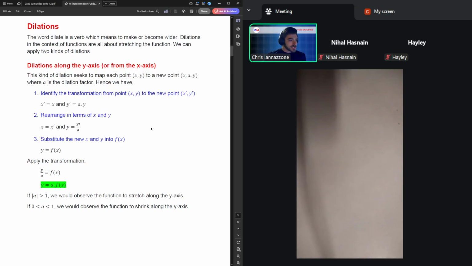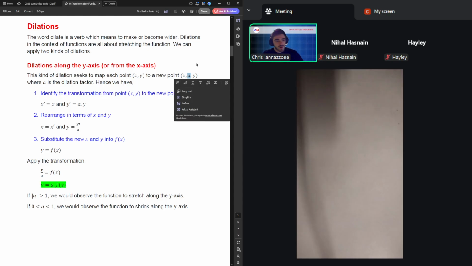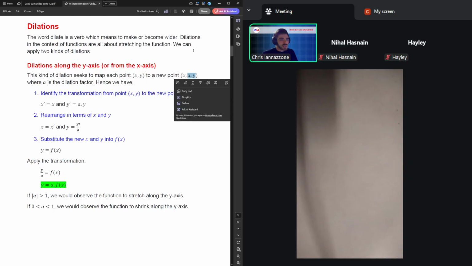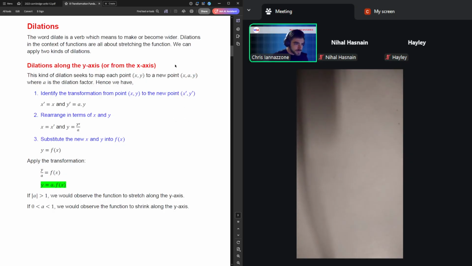The way dilations appear in this sort of notation is to apply them as a multiplication on either the x or the y, depending on what direction you want to stretch towards. In this case, we're looking at a dilation along the y-axis, so it is the y variable that's going to get that dilation factor of a.